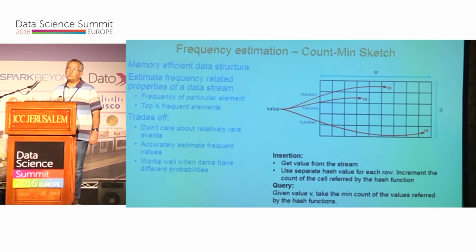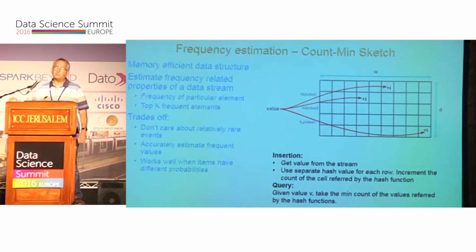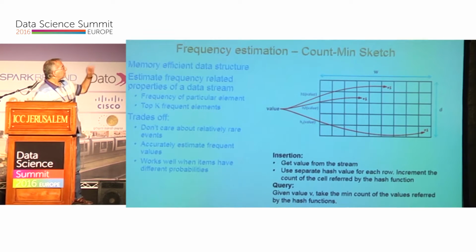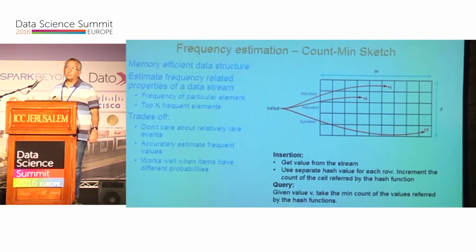The idea is that you have a data structure with W columns and D rows, and you have D hash functions. When you get a new value, like in a Bloom filter, you run all the hash functions on this value. Each hash function gives you a different column on each of the rows, and then you just increment by one the counter at that column.